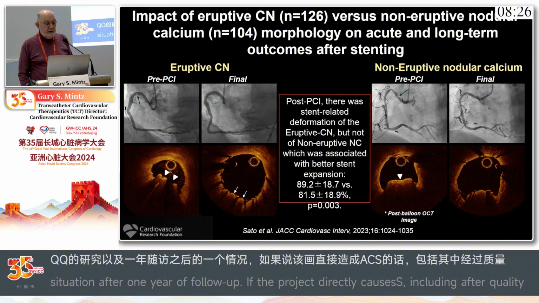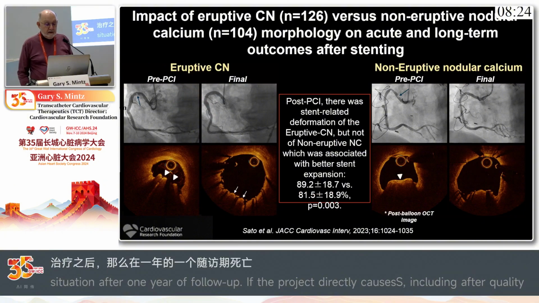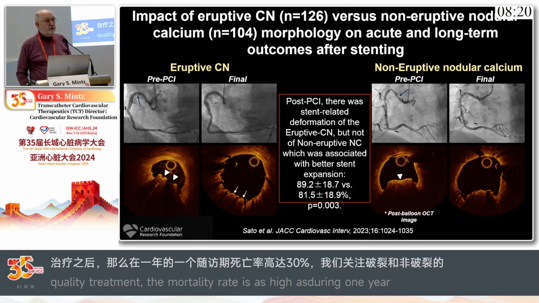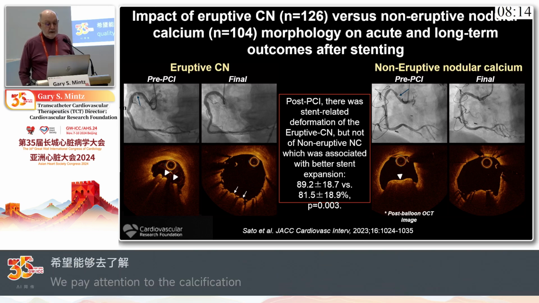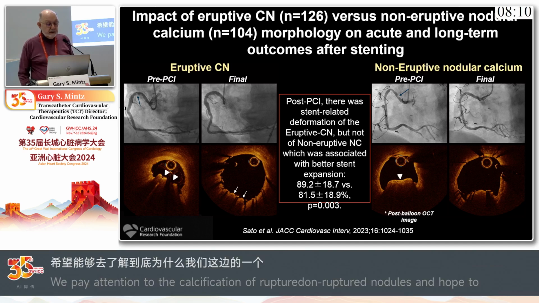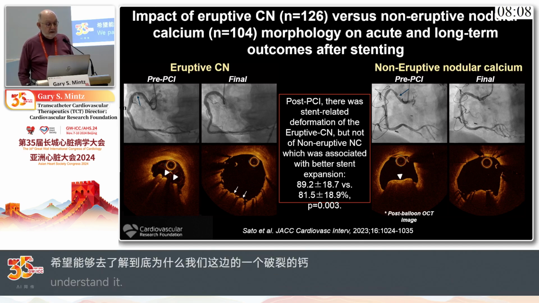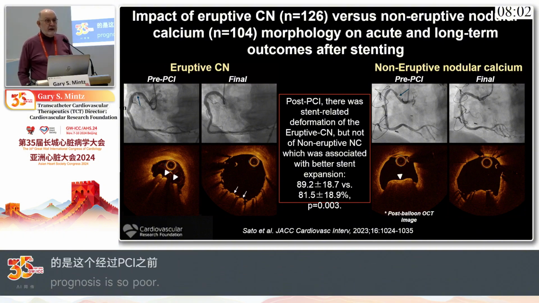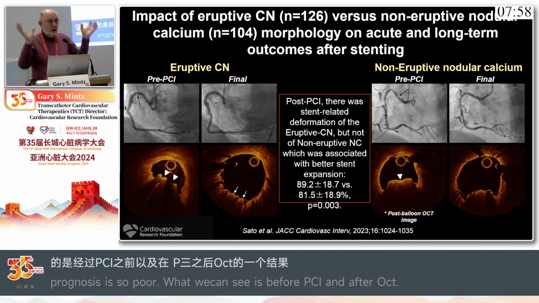We looked at eruptive and non-eruptive nodular calcium to try to understand a bit about why the eruptive ones do so badly. So we did baseline, pre and post PCI OCT. You can see on the left an eruptive calcified nodule, and after stent implantation, there's actually good stent expansion. It was 90%. That's because the little bits of calcium are distributed.